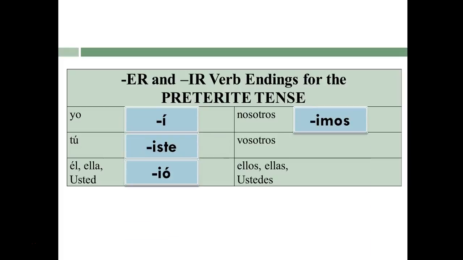Í, iste, ió, imos, isteis, ieron. Accent again in the yo form and in the él, ella, usted form. Make sure your accent is on the o. A lot of times people will want to put it on the i. It's always on the last letter. I here, o here.